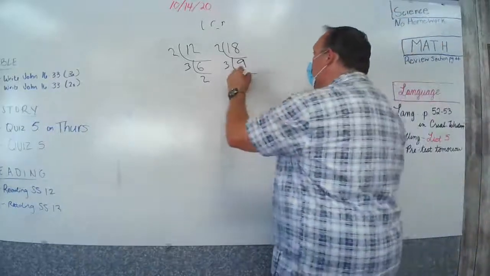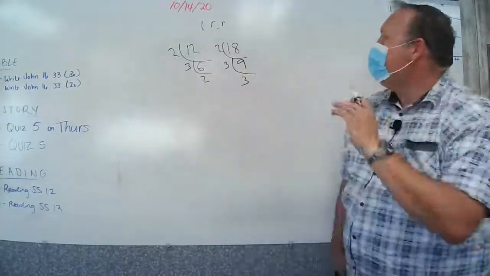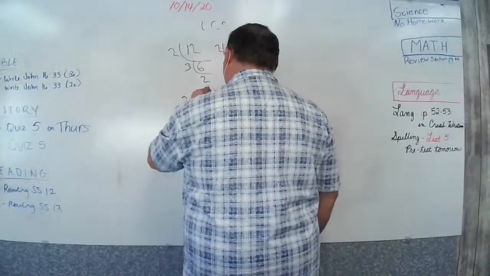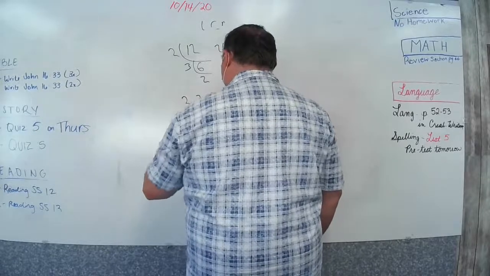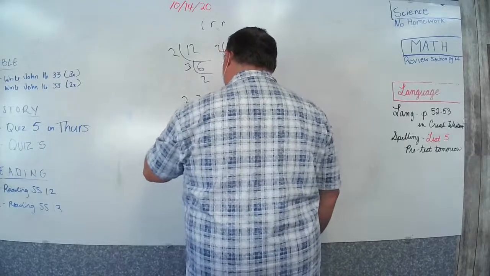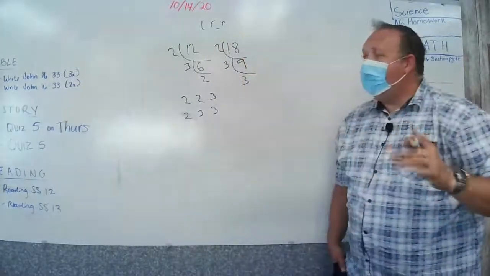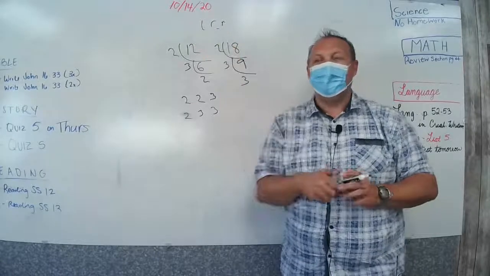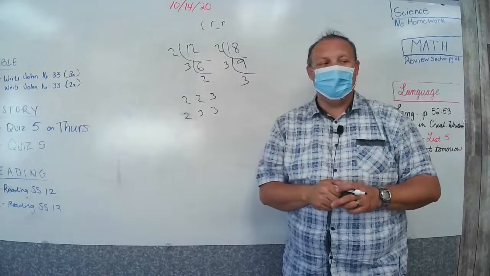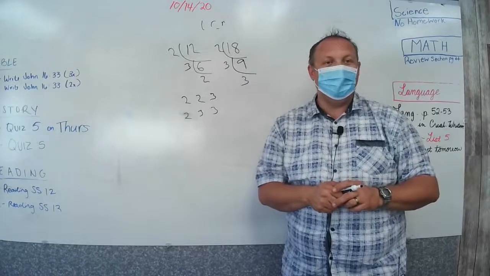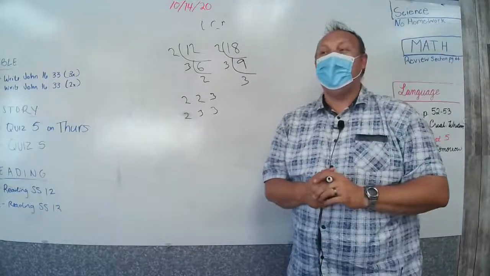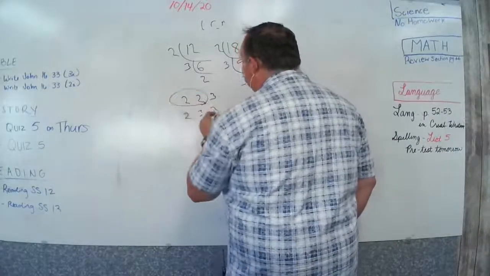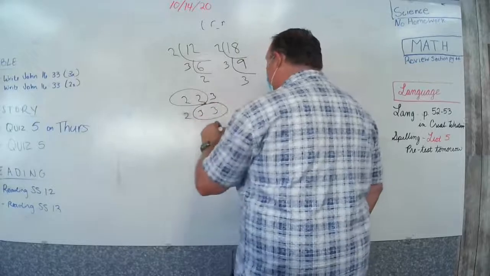3. Okay, now, this is a good problem, okay? Because we have 2, 2, 3, and 2, 3, 3. What factor is used the most? 2 and 3. Okay? Because 2 is used twice right here, and 3 is used twice right here, we're going to use them both.